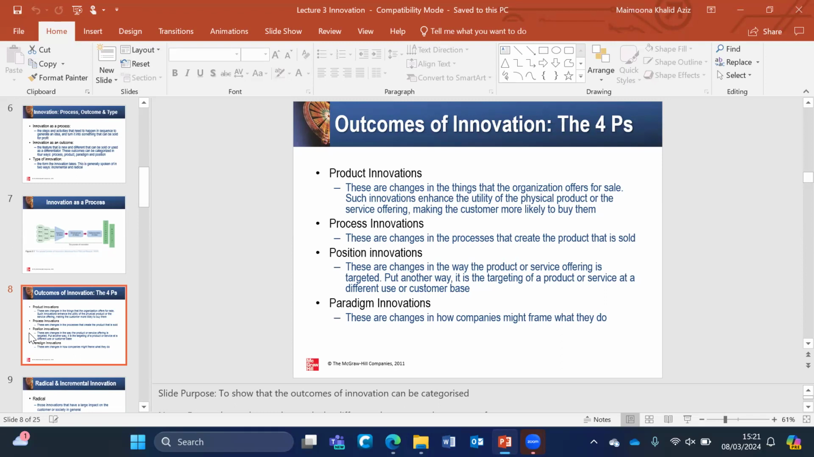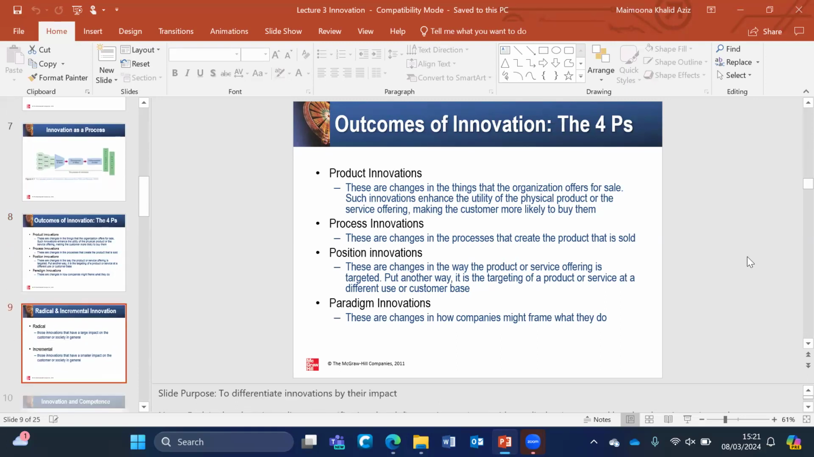Then there's process innovation. These are changes in the processes that create the product that is sold. Then there's position innovation. These are changes in the way the product or service offering is targeted. Put in another way, it's the targeting of the product or service at a different user or customer base. Then there is paradigm innovation. These are changes in how the company might frame what they do.